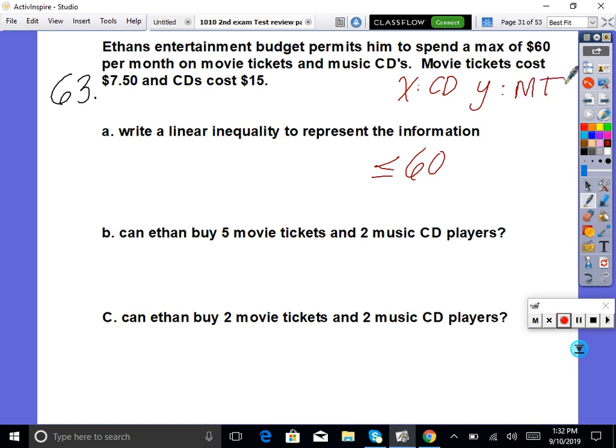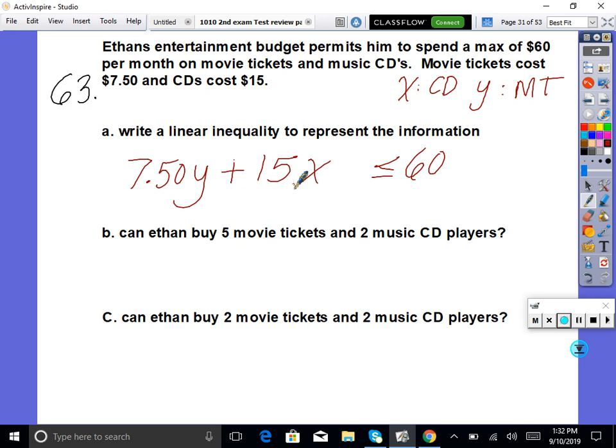Okay, so if that's true, then movie tickets cost $7.50, so 7.50Y. I could have chosen that to be X, it doesn't matter. And then plus 15X needs to be less than or equal to 60. So pretty straightforward story problems.